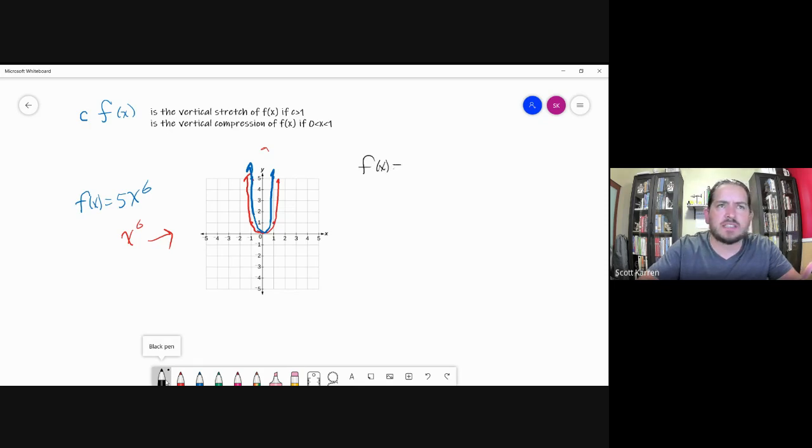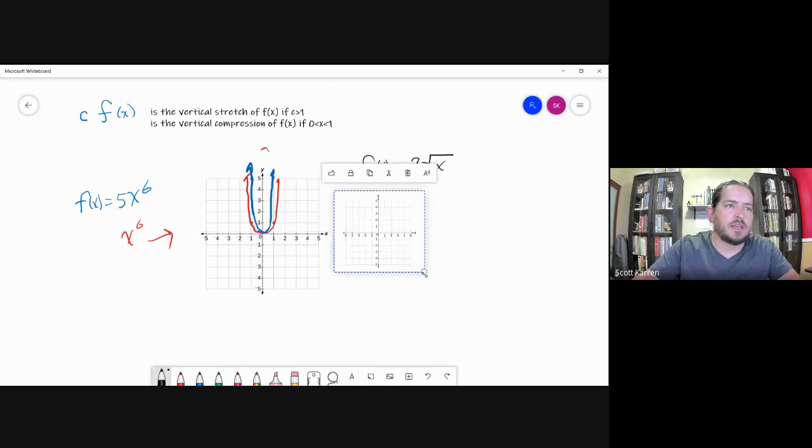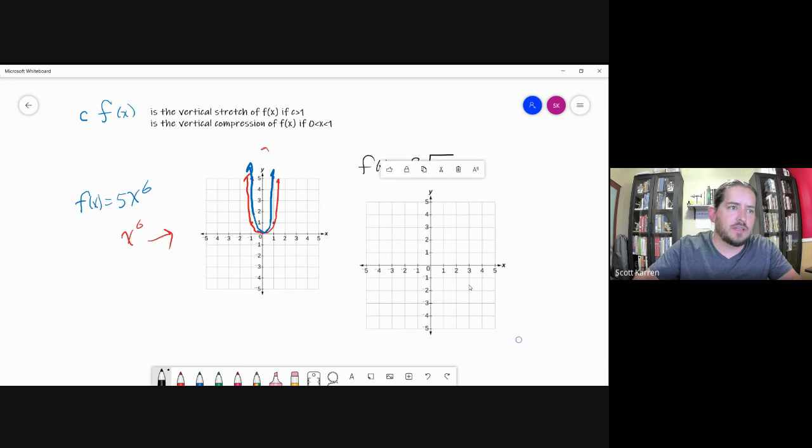Square root's nice because, I mean, you can play with it a lot. So let's say I've got 3 root x. If I want to graph that, once again, I know what the square root of x looks like. It looks like this. So let's say my original square root of x looks like this.